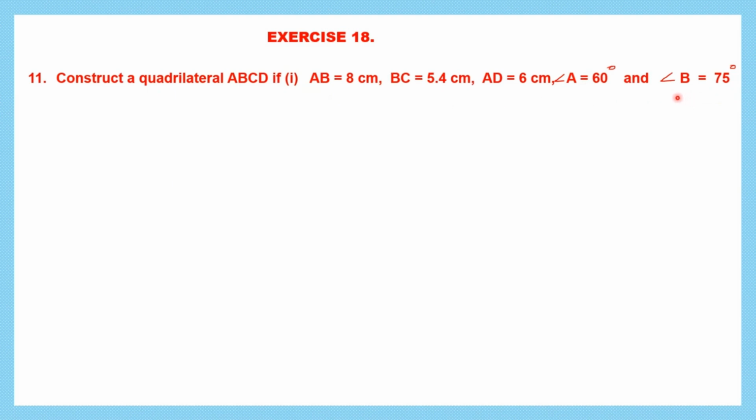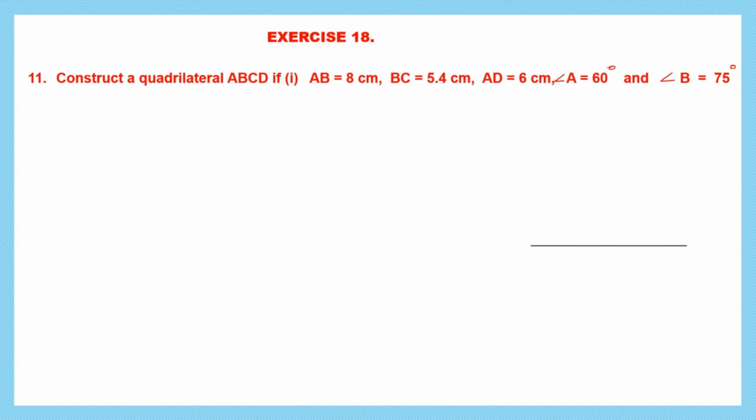Now we need to take a base first. The first thing we need to do is draw a base. Now which of these will we take as the base? AB or BC or AD? Now look at the angles that are given to you, angle A and angle B. So when two angles are given to you like this, use those two as the sides. That means AB. So let's draw a rough figure.